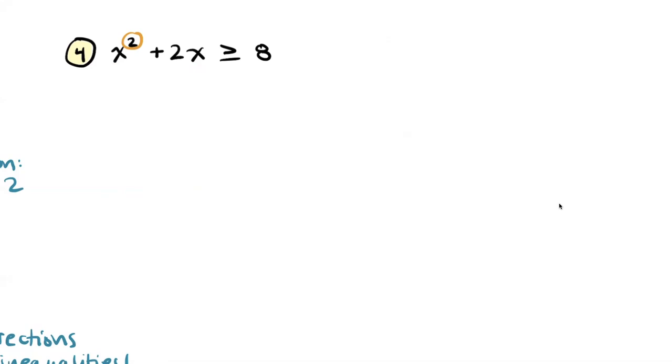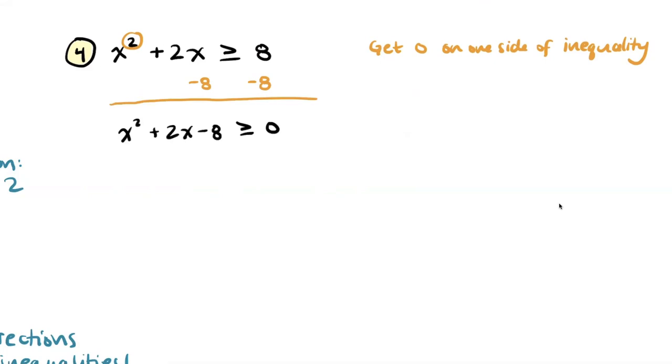All right, so the first thing we want to do is to get 0 on one side of the inequality. You might remember when you are solving quadratic equations that you need 0 on one side, and we'll review that as well. But that's kind of the same reason as why we're doing that here. All right, so the way to go about that would be minus 8 on both sides. Okay, that's going to give us x squared plus 2x minus 8 is greater than or equal to 0.